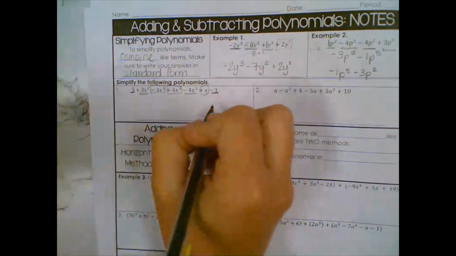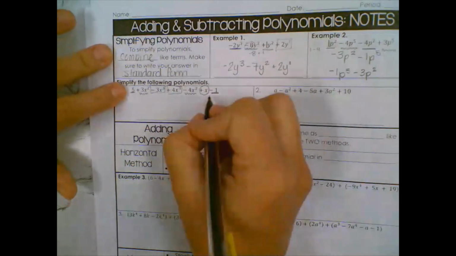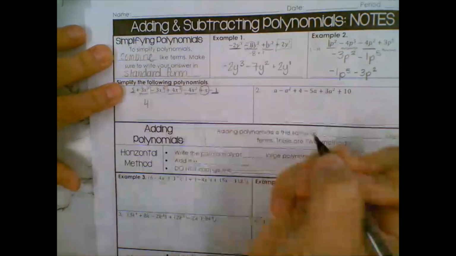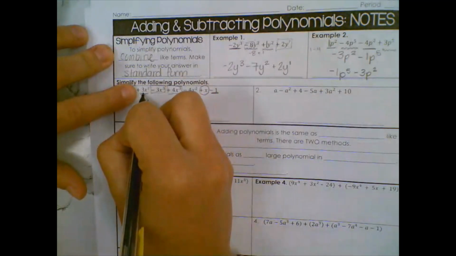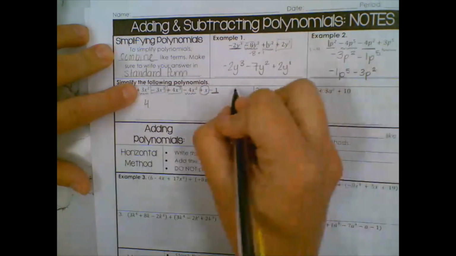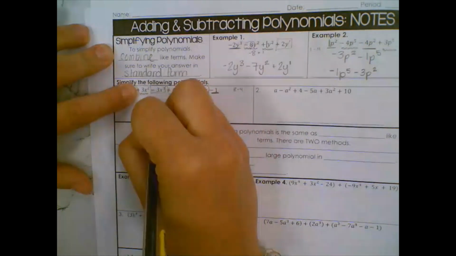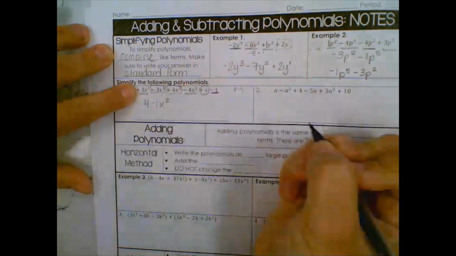So now I'm going to combine. So the first one is 5 minus 1. That's pretty easy. 5 minus 1 is 4. Next, I have 3x squared minus 4x squared. So again, you're just adding the front. So what's 3 minus 4? -1x squared.